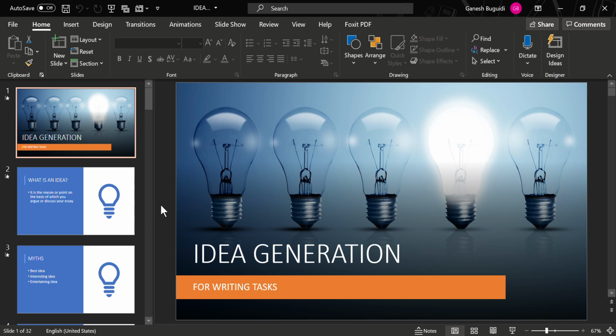Hello there. So finally, I'm conducting this chapter that is known as idea generation. And this chapter is for writing tasks. You cannot use this chapter for your speaking, and definitely in listening and reading, we do not have any idea generation requirement. So this is for writing task, more specifically for writing task 2.